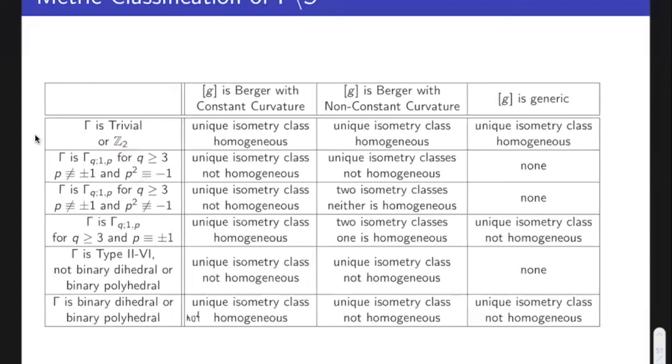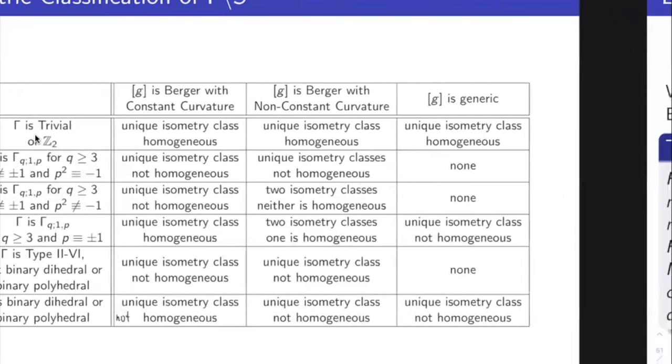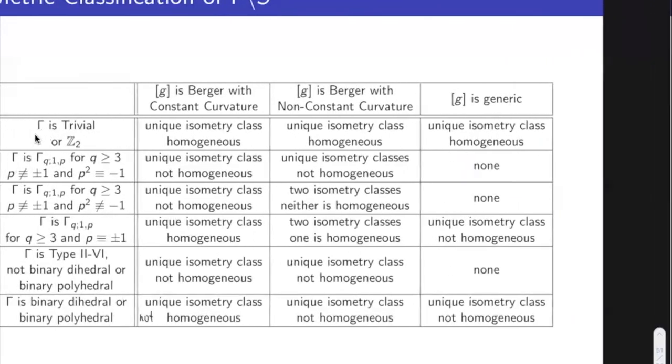Any questions about this table? So could you explain how you get the two different isometry classes in the quotient? Yes. Yeah. So let me explain that here.